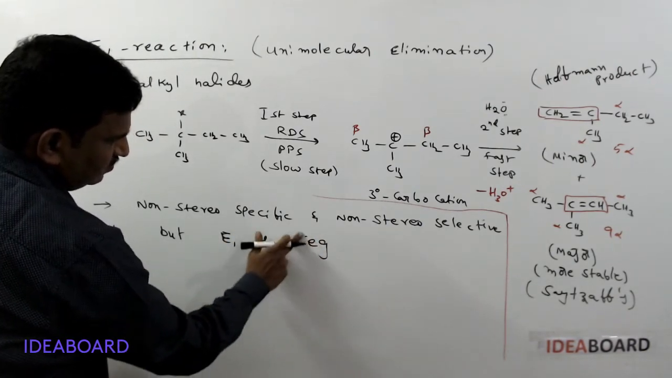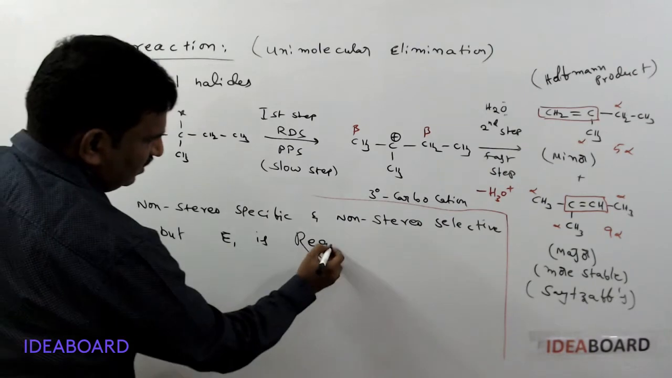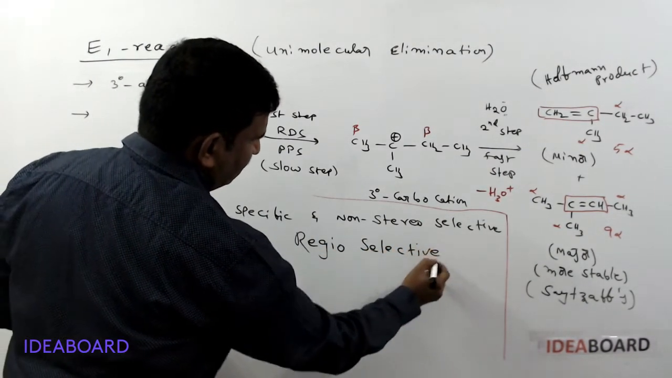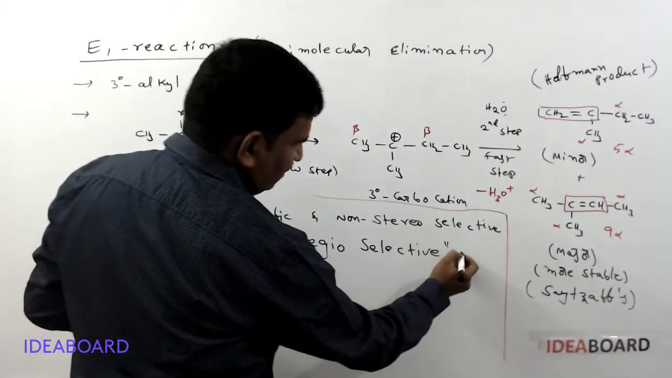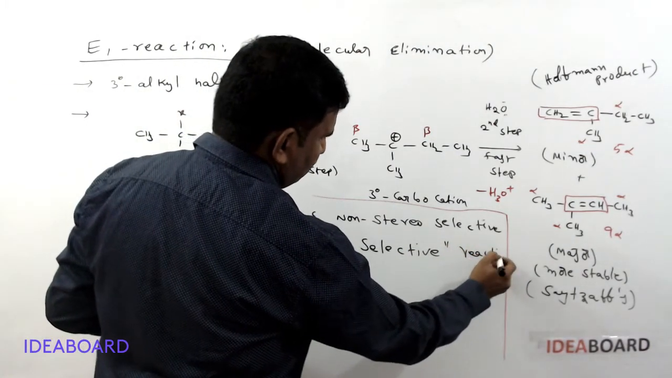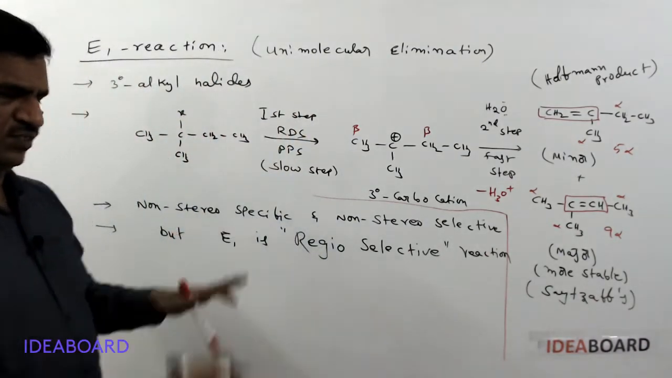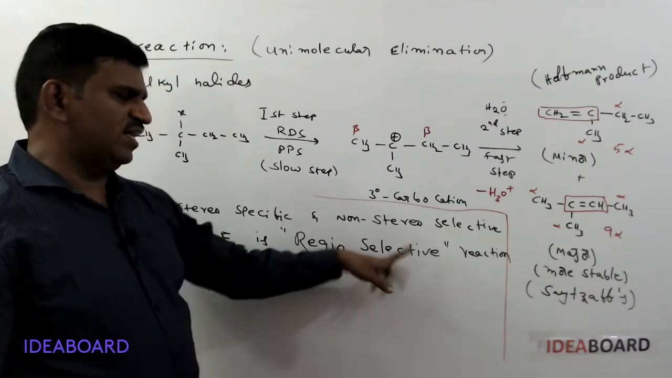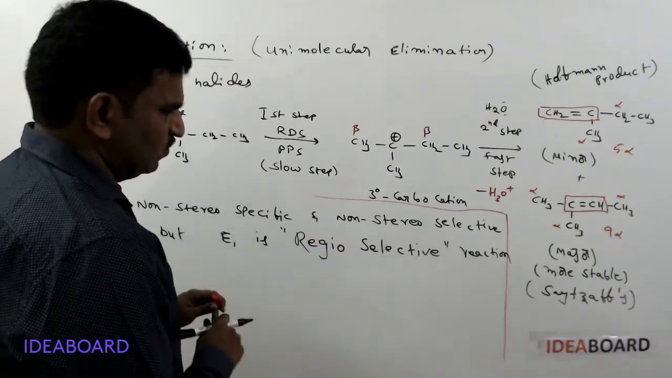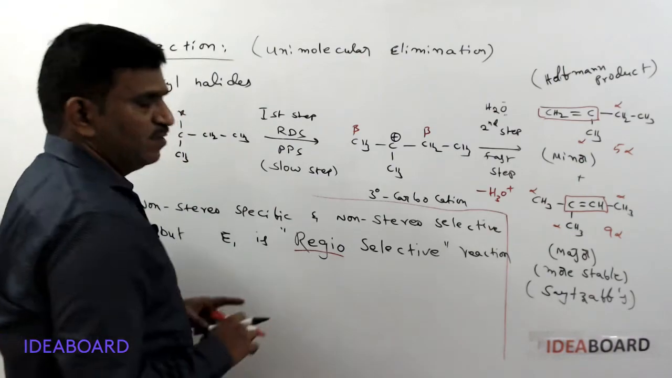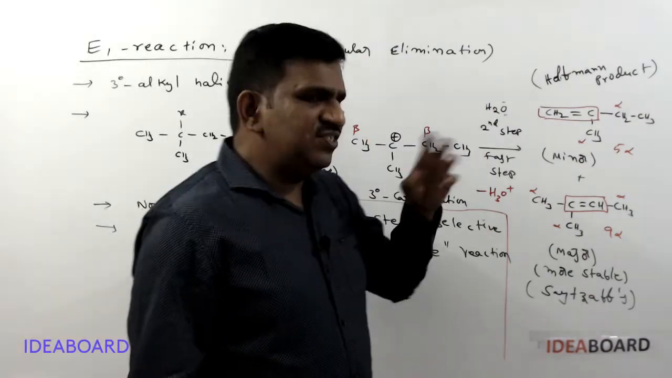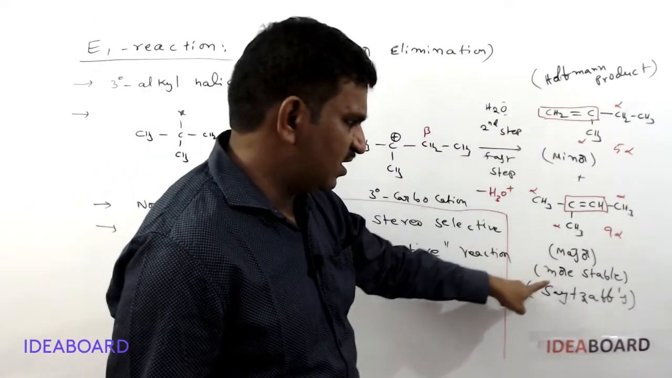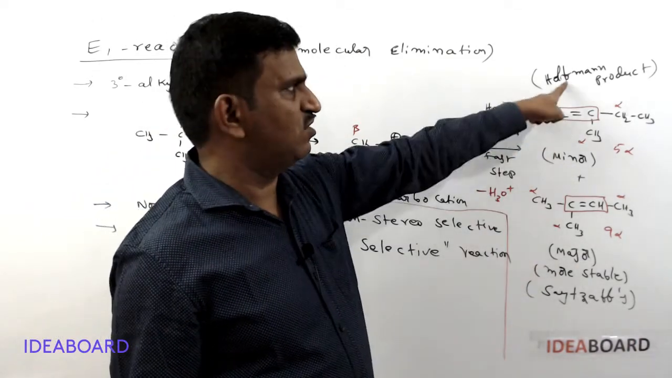a regioselective reaction. What is the meaning of regioselective? E1 is a regioselective reaction. It is not stereospecific or stereoselective like SN1, but regioselective. Regioselective means the important thing is the region; it is selecting a particular region. We are clearly telling that it is the Saytzeff product or the Hofmann product.